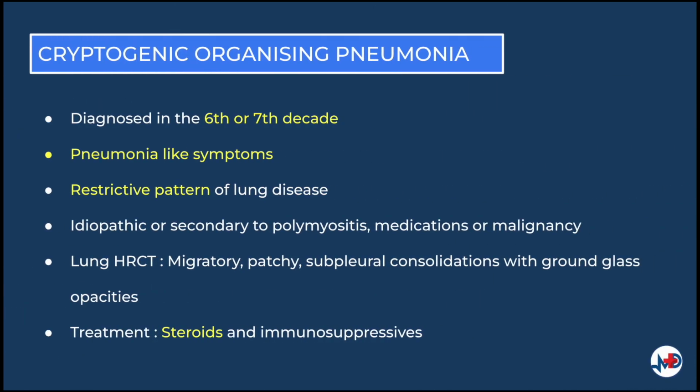Next would be cryptogenic organizing pneumonia. This is commonly diagnosed in the 6th or 7th decade. It presents with pneumonia-like symptoms such as dyspnea, cough, fever, fatigue, hypoxemia, and restrictive pattern on pulmonary function testing. It may be idiopathic or secondary to polymyositis, medications, or malignancy. Lung HRCT shows migratory patchy subpleural consolidations with ground glass opacities, and the treatment here would include steroids and immunosuppressives.